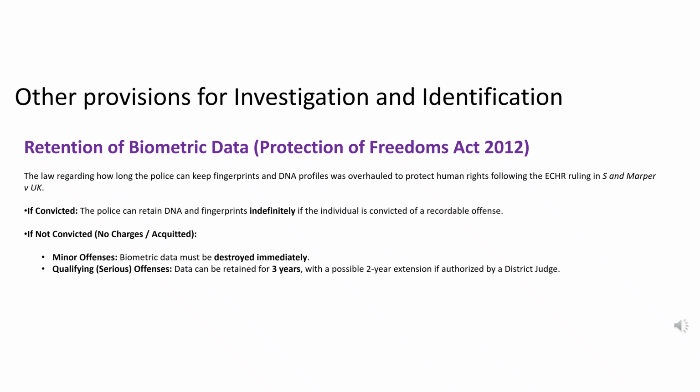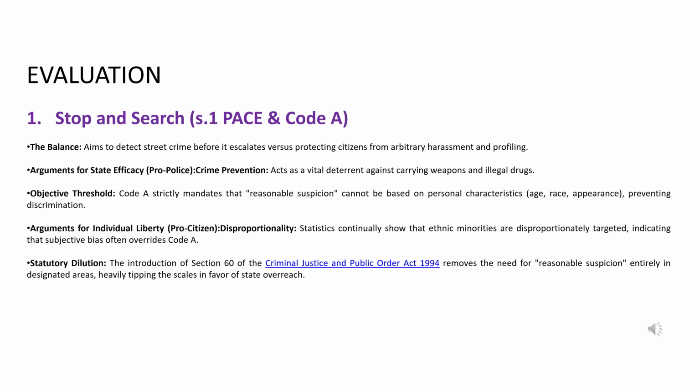judge. These rules attempt to balance two competing interests within the criminal justice system: the need for effective crime detection and prevention on one hand, and the protection of privacy and human rights on the other. Having examined the key police powers under PACE and related legislation, it is now necessary to evaluate whether the law achieves an appropriate balance between effective law enforcement and the protection of civil liberties.